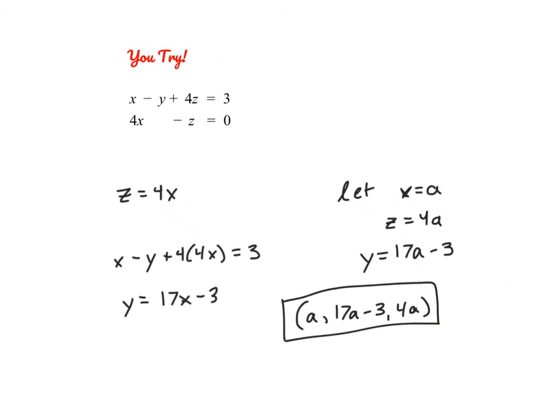All right, so here I notice that we already have a system of two right here, so take advantage of that, and I can easily solve for z. And then once I've solved for z, I go back and plug it into the first equation and solve for y. From here, we can say let x equal a, which means that z is 4a and y is 17a minus 3. So that's the relationship between the three.